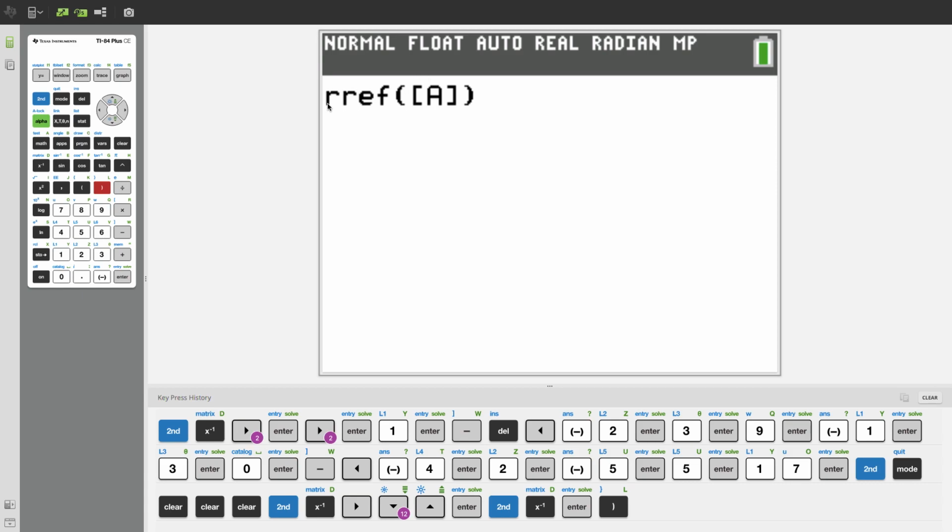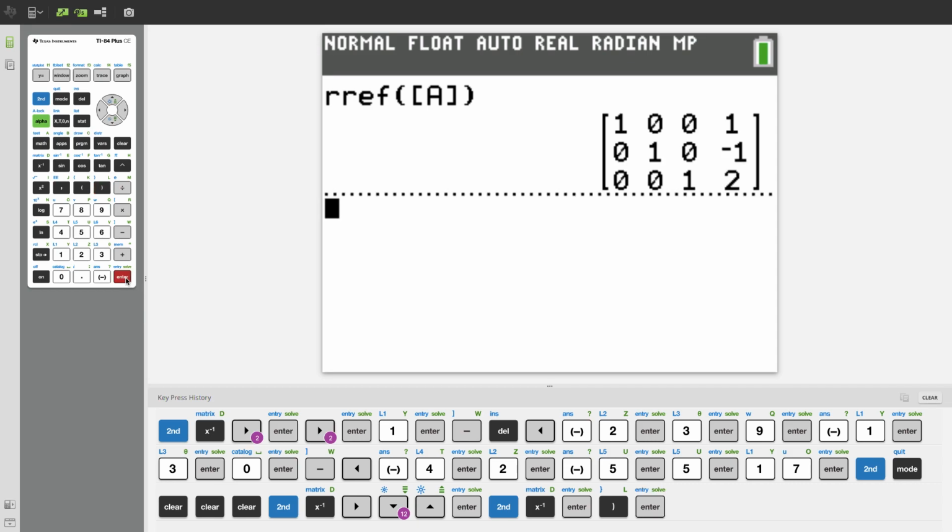So I want it to do reduced row echelon form with matrix A. I don't have that second parenthesis, so we'll put it. I didn't know if I could. She said something about not putting parentheses. No, I said put the parentheses. Okay, enter. Hey, that's what mine looks like.